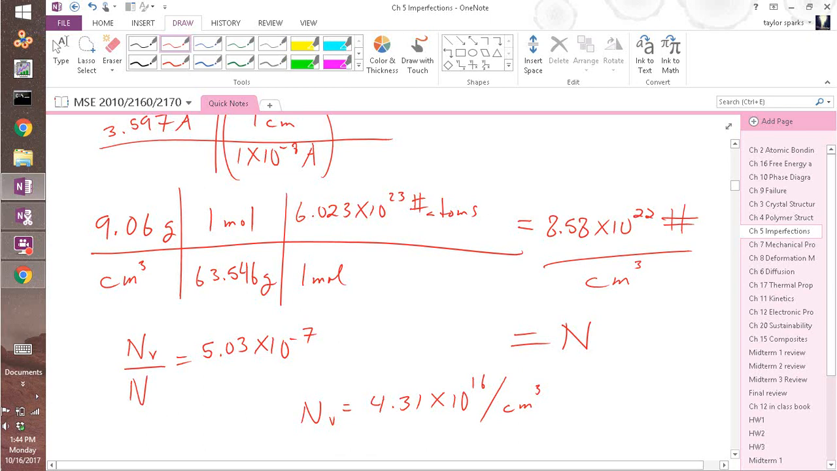So even though it's a small fraction of the sites, there's just a gazillion atoms per cubic centimeter. So you're still talking about a large number of vacancies. It's just a small fraction of vacancies, okay?